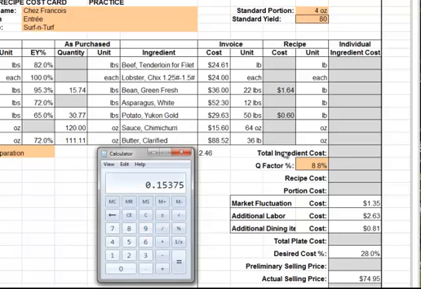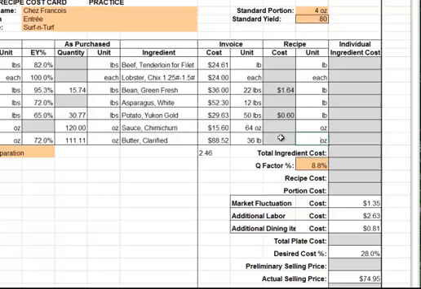And that gives us 15 cents. So I would put in here that for an ounce of butter, it's 16 cents with the rounding. And that's what you would do for this entire column. We will do the problem together, but again, I'm still walking you through.